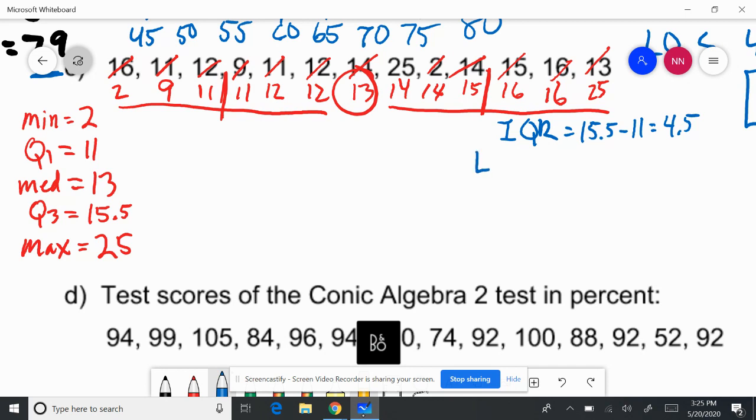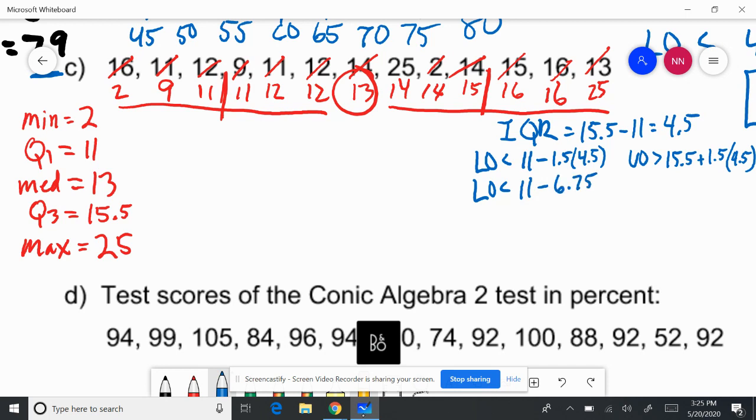In order to find our lower outlier, we're going to take our Q1 value. We're going to subtract 1.5 times the IQR. In order to find our upper outlier, we're going to take the 15.5, we're going to add 1.5 times 4.5. We're going to take out our calculator. We're going to multiply 1.5 and 4.5, and that right there gives us 6.75.